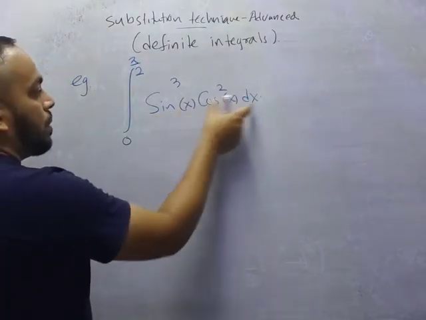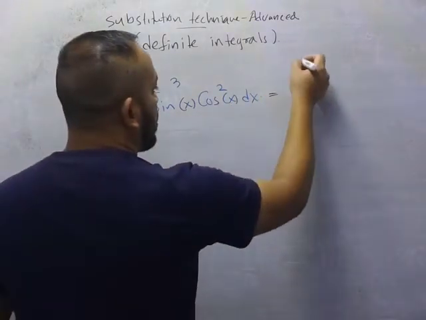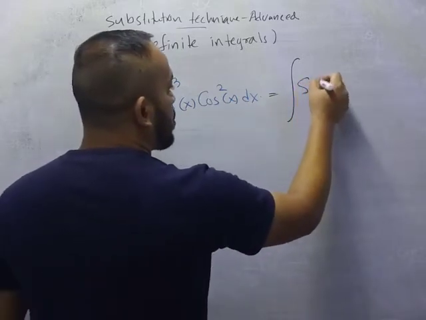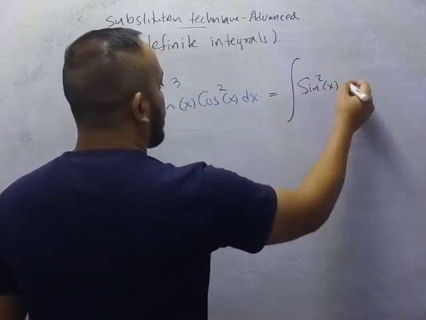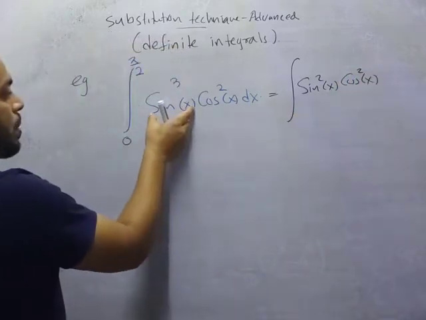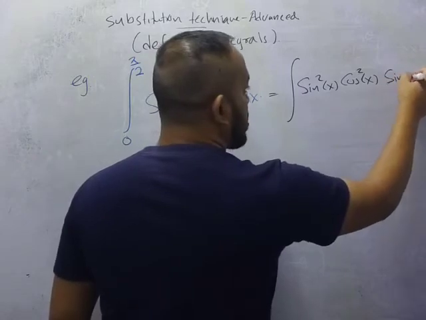take 1 from this and write it next to dx. So I have to do this thing only once. So this becomes sine squared x, cos squared x. Then I separate sine x from this and write it next to dx. So sine x dx.